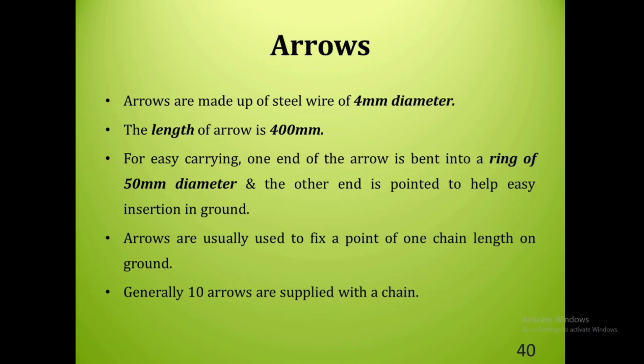The next instrument is arrows. Arrows are normally made out of steel wire of 4 mm diameter and have a length of 400 mm. For easy carrying, one end of the arrow is bent into a ring of 50 mm diameter. The other end is pointed to help easy insertion in the ground.